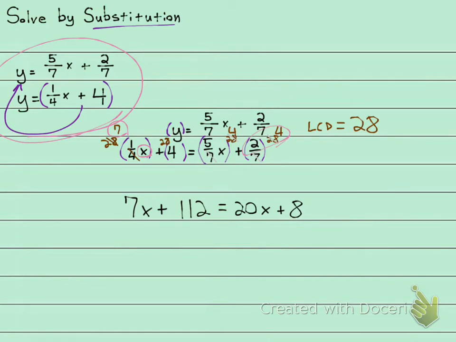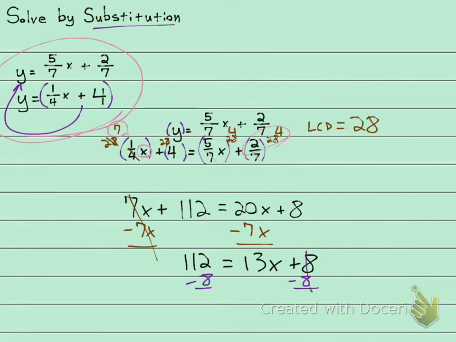Okay, now this is an easier equation to solve. I'm going to get all my x's to the same side. I'll subtract 7x from both sides. I will have 13x plus 8 on the right. On the left, I bring down the 112. And now 2 more steps. I'm going to subtract 8 from both sides. So 112 minus 8 is 104 equals 13x.